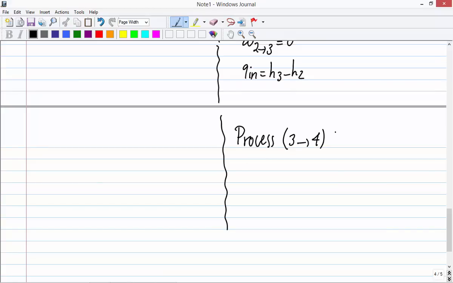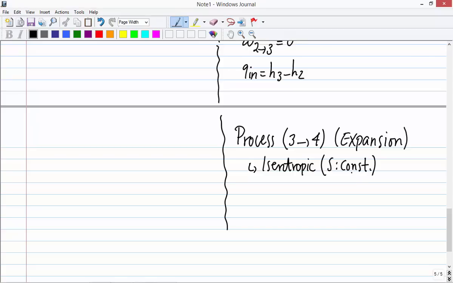So this is an expansion, right? And it's isentropic. And the turbine is adiabatic. Q is 0. And work turbine, again, we assume that is an isentropic process. So then that would be H3 minus H4.